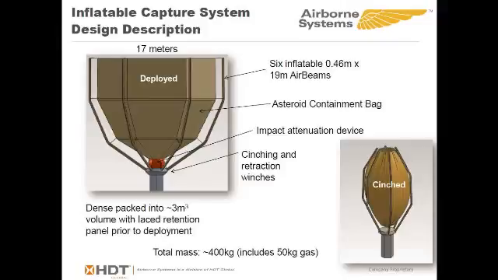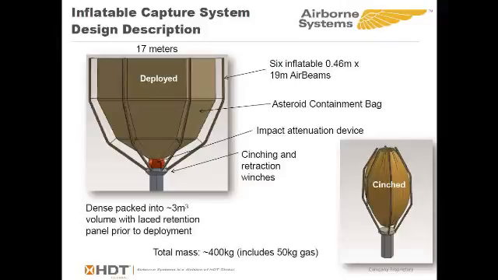The asteroid containment bag, again, is a Vectran material, very resistant to abrasion. And so as the air beams deploy, they put that bag in tension and hold the bag open to its required geometry. We've included an impact attenuation device at the lower end that once you contain the asteroid and pull it into the spacecraft, that would mitigate any kind of impact loads to the spacecraft. And then in the base of this would be housed cinching motors, possibly 3 of those, and the inflation system, which would consist of nitrogen gas.